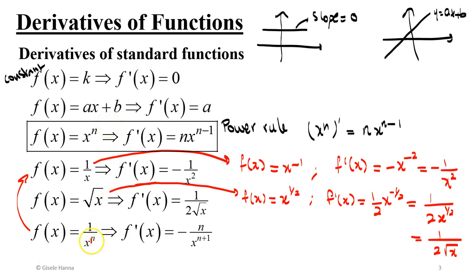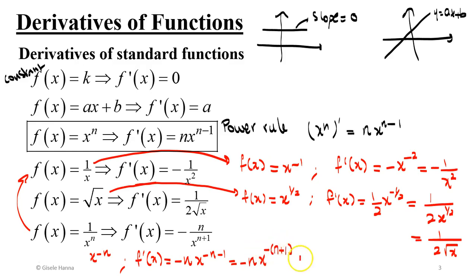So this is in fact a rule to generalize finding the derivative of functions in the form 1 over x to the n. Over here, this could actually be justified using the power rule as well. You'd notice that 1 over x to the n can be written as x to the negative n. Finding the derivative here, drop the exponent according to the power rule, so negative n, subtract 1 from the exponent.